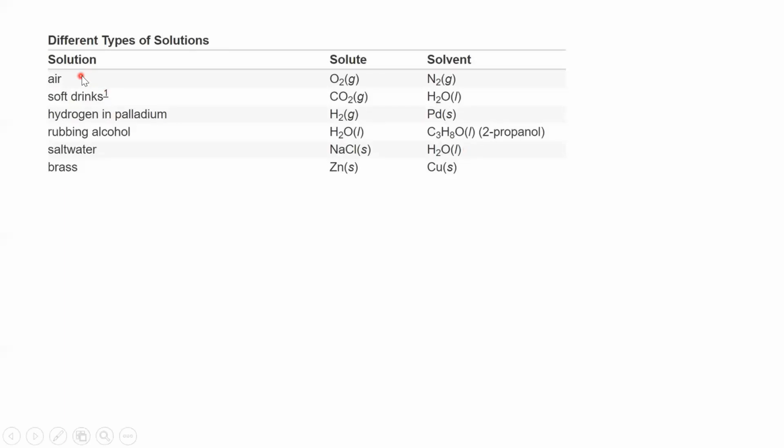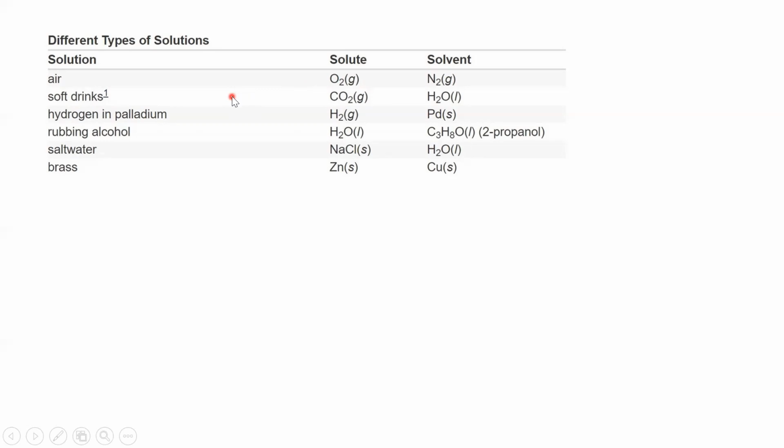We could talk about mixtures of gases. Okay, the air that we breathe is a mixture. Okay, it's made up primarily of nitrogen gas, but then there are all the other gases mixed in with the nitrogen gas. And all those other gases are the solute component of air. And oxygen is the major solute in air.